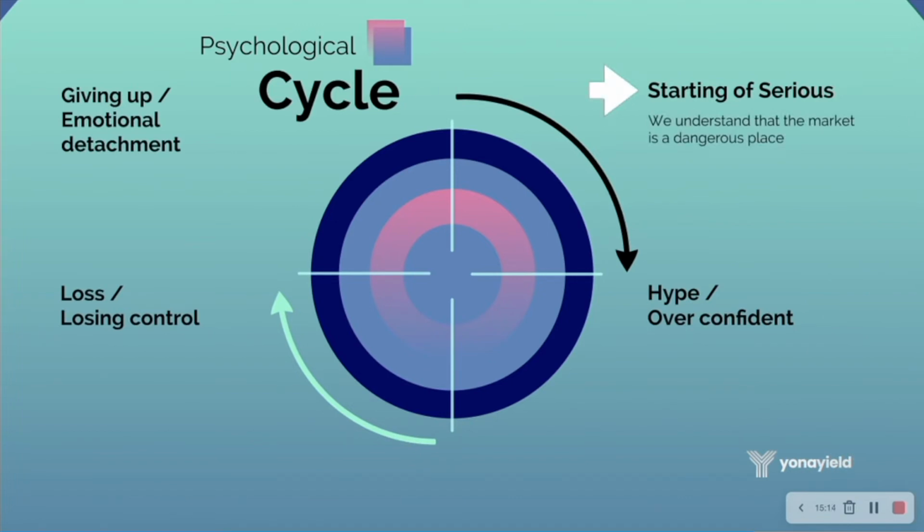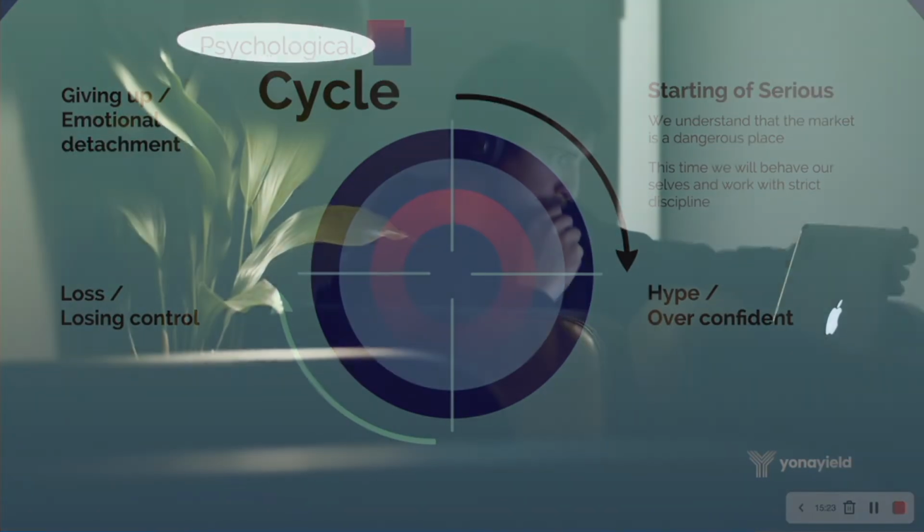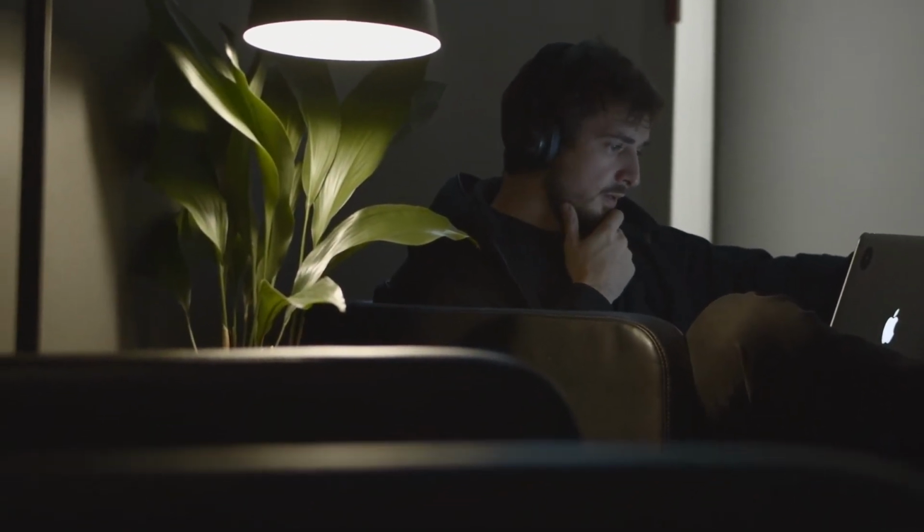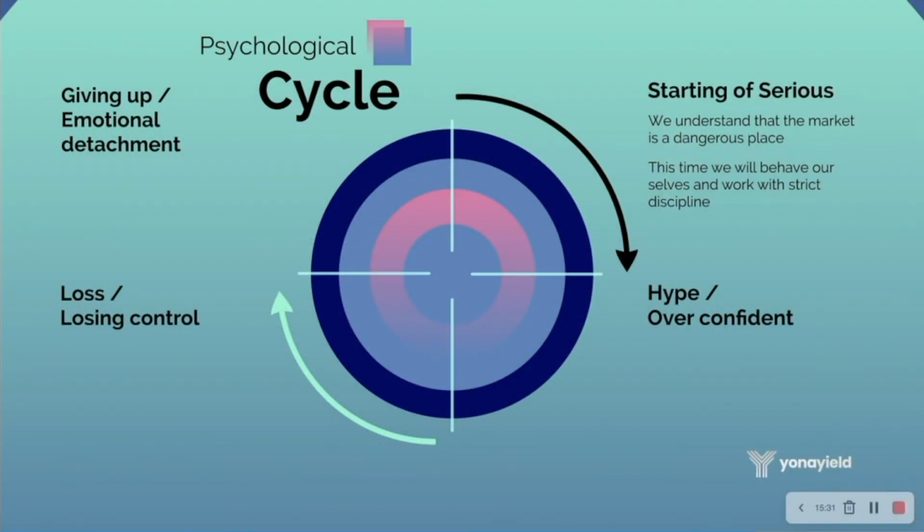So we understand that the market is a dangerous place. This is why we behave accordingly, and this is why we are serious about it. We don't take anything for granted. We are very disciplined in this part of the cycle. This time, we will behave ourselves and work with strict discipline. Normally, I wrote this time because normally after we have experienced some losses that we needed to realize and we are depressed, then normally we recover ourselves and we start off serious again, and then we say this time we will behave. And in the beginning we do that actually.